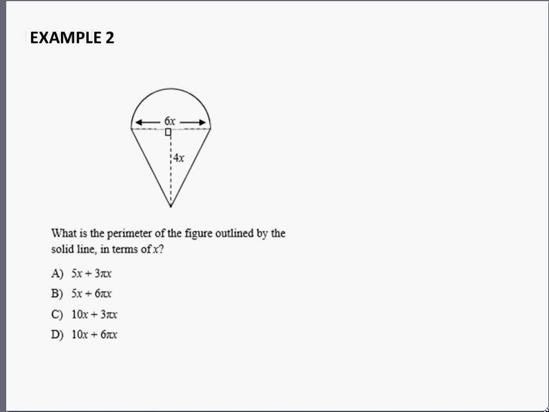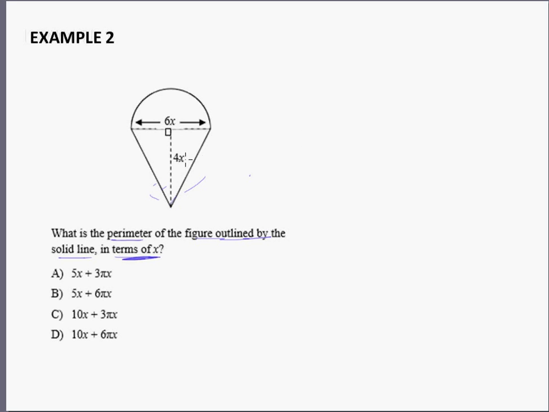Okay, let's take a look at example 2. We have a triangle and a semicircle put together, and they wanted to find the perimeter of the figure outlined by the solid line in terms of x. That means we need to find this here, all the way around like this and come back like this. That is the perimeter, so P.